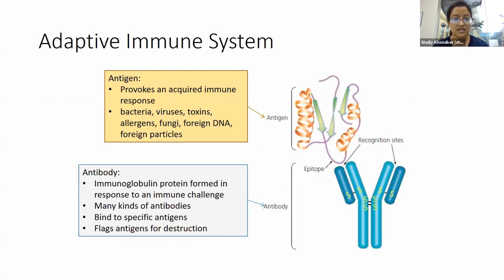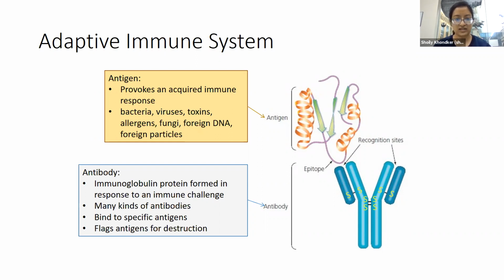If you have an antigen, it provokes an acquired immune response. This can be triggered by bacteria, viruses, toxins, allergens, fungi, foreign DNA, or foreign particles. The antibody is a type of immunoglobulin protein that's formed in response to some kind of immune challenge. There are many types of antibodies, and they bind to specific antigens, and these antigens are then flagged for destruction.